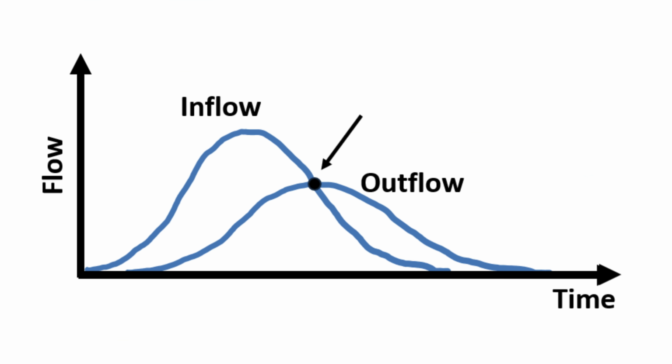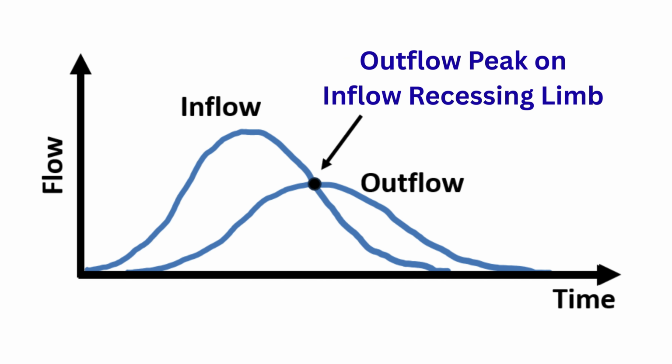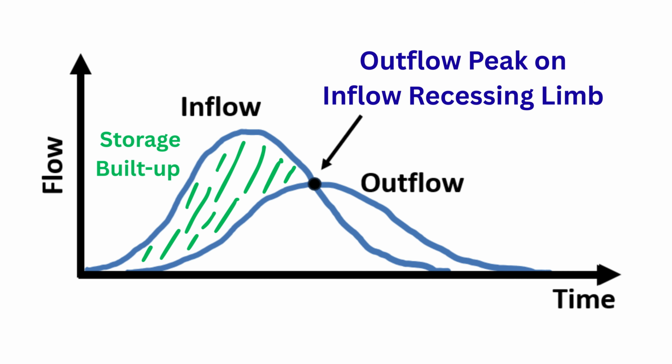This means the peak of routed outflow in the level pool routing method always falls on the recessing limb of the inflow hydrograph. Note that in this diagram, the shaded area in the rising limb represents the buildup storage in the reservoir, while the shaded area in the recessing limb represents the depletion of storage in the reservoir.